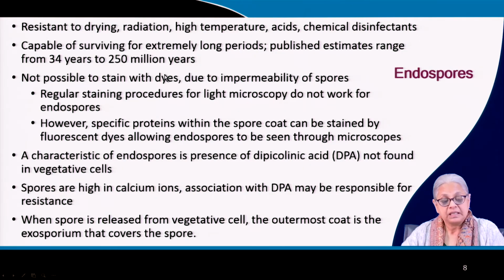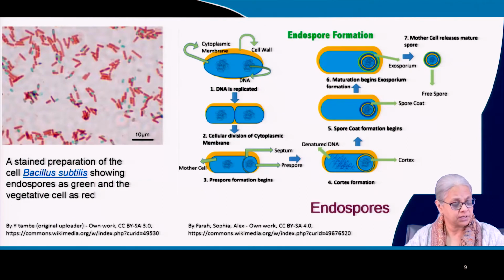It is not possible to stain these endospores with dyes. They are relatively impermeable to dyes. The regular staining procedures that we use in light microscopy don't work for endospores, and there are specific proteins within the spore coat that can be stained by fluorescent dyes, and that allows us to see endospores under optical microscopes. Here is an example of endospores of Bacillus subtilis. In this stained preparation, the green structures are the endospores and the red cells are the vegetative cells.